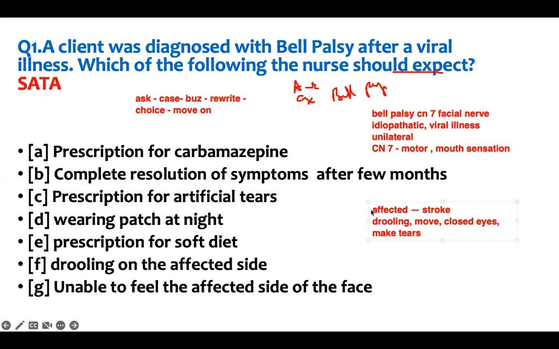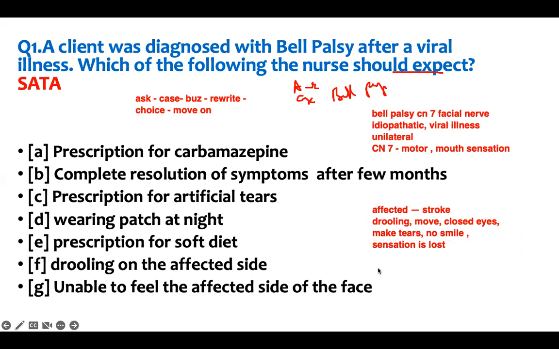No smile on that face. Only one side will be smiling, so it will be asymmetrical. Those are the key things you need to let them know. And then the sensation: I told you, the side of the mouth, the sensation is lost. That side is completely lost in the mouth.